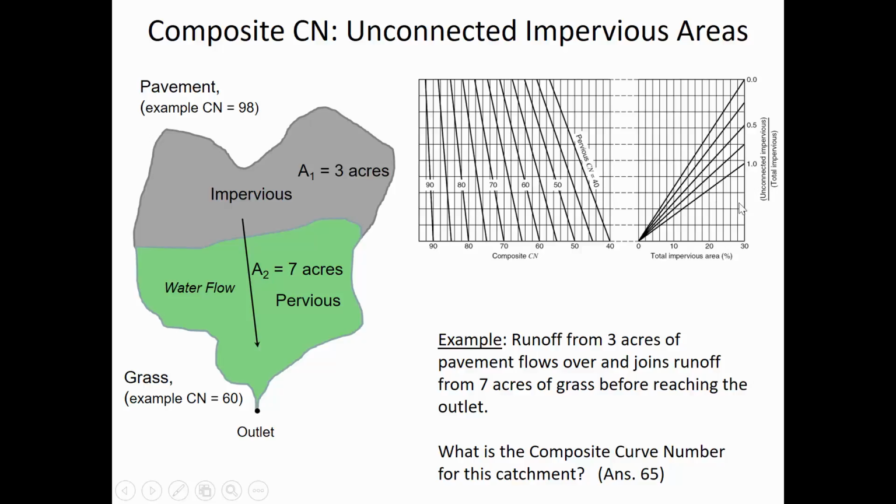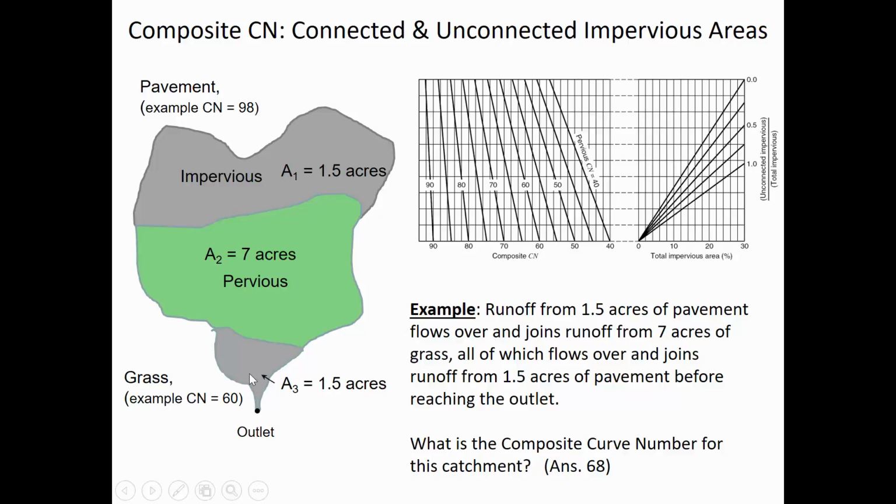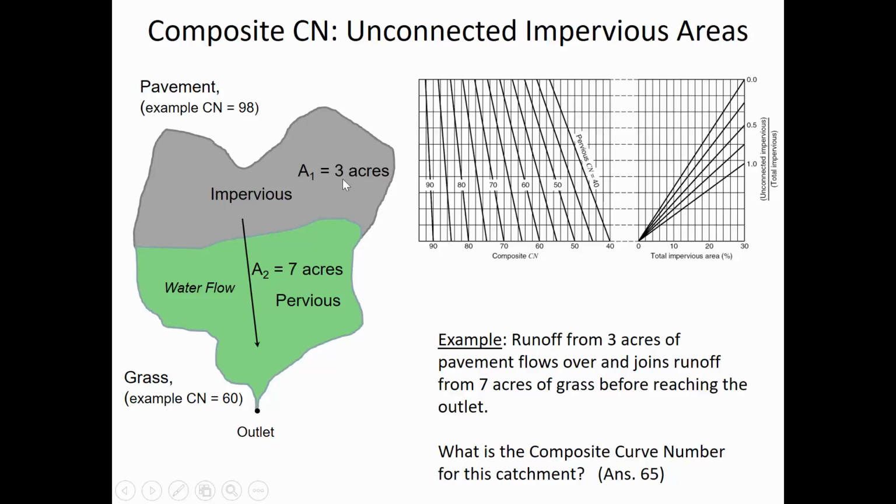And then the next thing to do is to find out the ratio of the unconnected impervious to the total impervious. And so the unconnected is 100% of the impervious, because some of it is directly connected and some of it is unconnected. But in this first example, 100% of the impervious area is not directly touching the outlet. So we'd use this 1.0 curve. And then on the bottom axis is the total impervious area, which in our case is 30%. So 30% of it is impervious. We go up to the 1.0 curve and then left until we intersect the 60, and then down to find the composite curve number. So is that complicated enough for you?